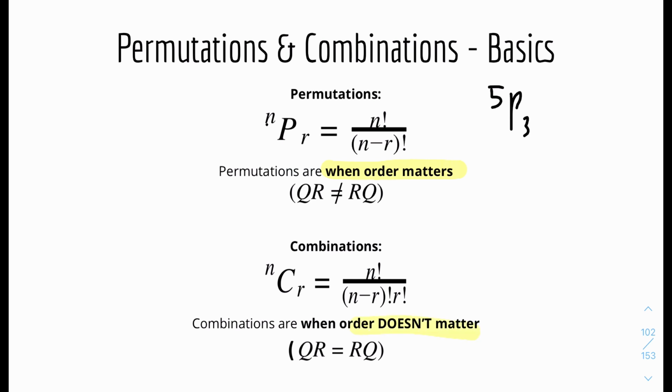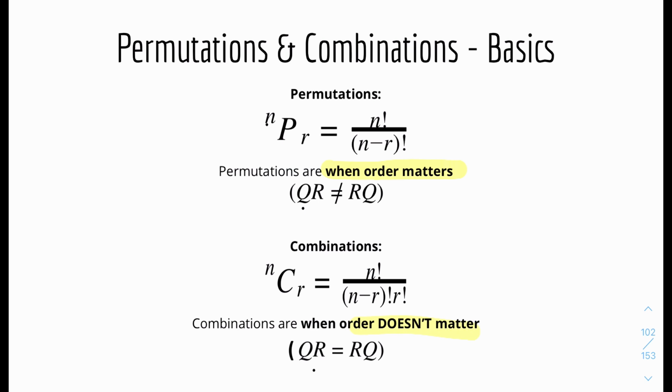What I mean is that, let's say Q and R are different people lining up in a queue. For permutation, QR will not be the same as RQ. So the first person being in front of the second person is not the same as the second person being in front of the first person. However, in combinations, the order doesn't matter. That means that QR is equal to RQ. So the first person in front of the second person is the same as the second person in front of the first person, and they're both the same.